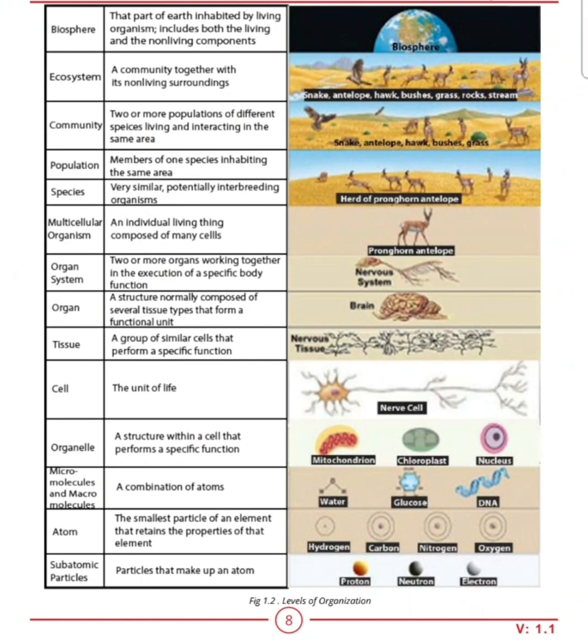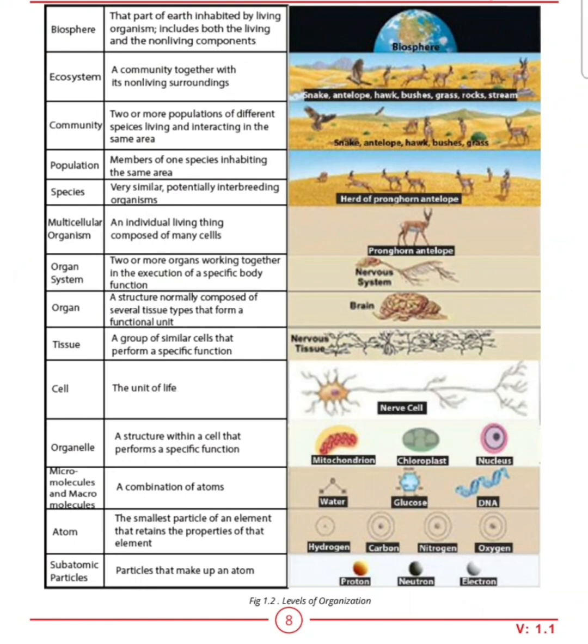Here two or more organs work together in the execution of a specific body function. So organs which are performing a specific function work together for the performance of a specific body function, and that is known as organ system. Organ is a structure normally composed of several tissue types that forms a functional unit. So an organ is a structural unit which consists of different types of tissues. Those tissues which perform the same function form an organ. For example, heart, brain, etc.